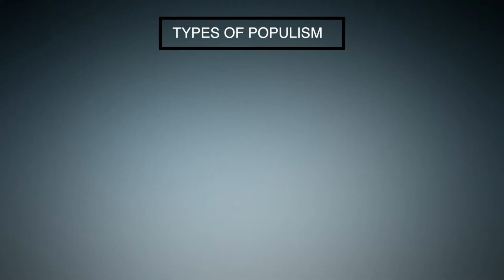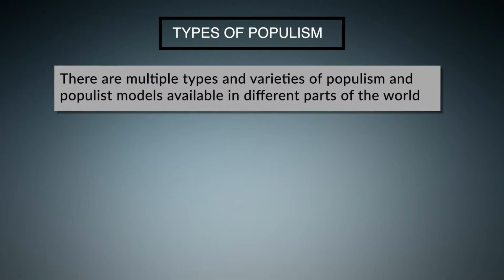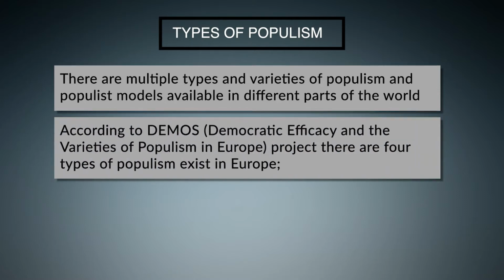Defining populism only from an elite perspective is also not the right way to understand the nature and meaning of populism. Well, there are multiple types of populism we see all across the world. India is also no exception. There are multiple varieties of populism, according to a European Union funded project institute called Demos. Demos says there are four types of populism which exist in Europe, and I argue that is also there in South Asia as well.